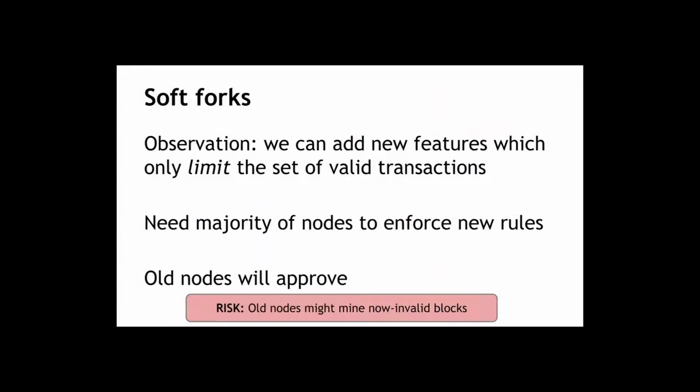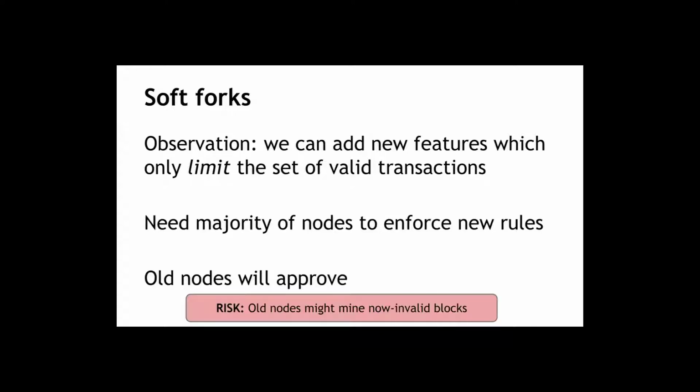There is a risk here, which is that old nodes might be mining an invalid block because they include some transaction which used to be valid, but according to the new, more strict rules, is not valid anymore. So that could be bad. Those nodes could waste a lot of time mining a block that the new nodes will reject.